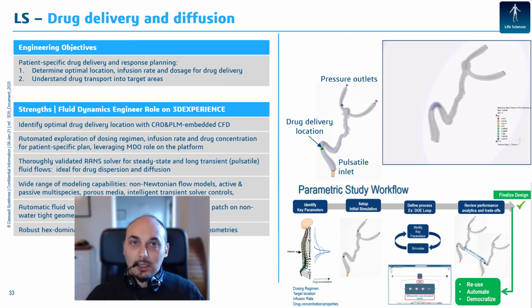We can analyze the delivery of drugs and diffusion in a particular blood vessel of that patient. So from MRI scanning, we can define the model of the blood vessel of that patient, and we can define the CFD analysis inside these vessels to provide the drug delivery, to understand what is going on with that kind of drug. So a wide range of modeling capabilities: non-Newtonian fluid models, active and passive multi-species, porous media, of course, and of course we are talking about transient analysis here.